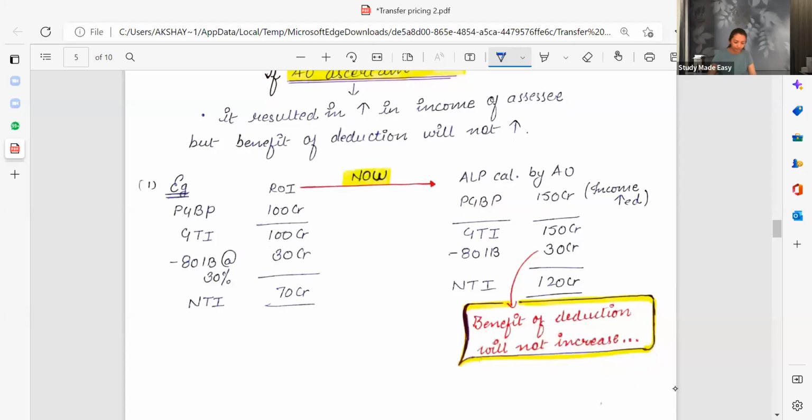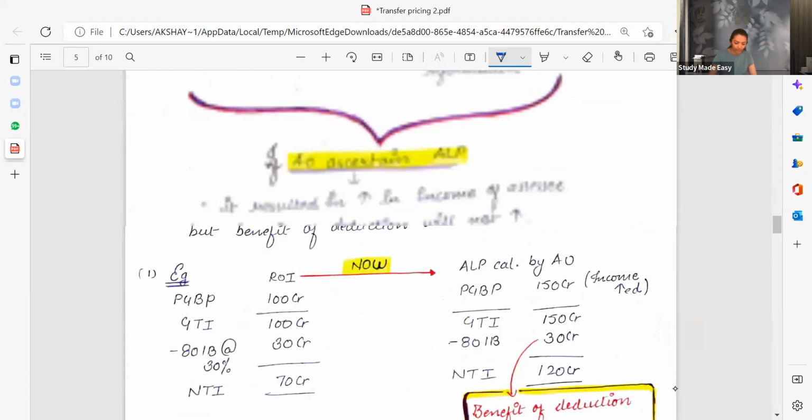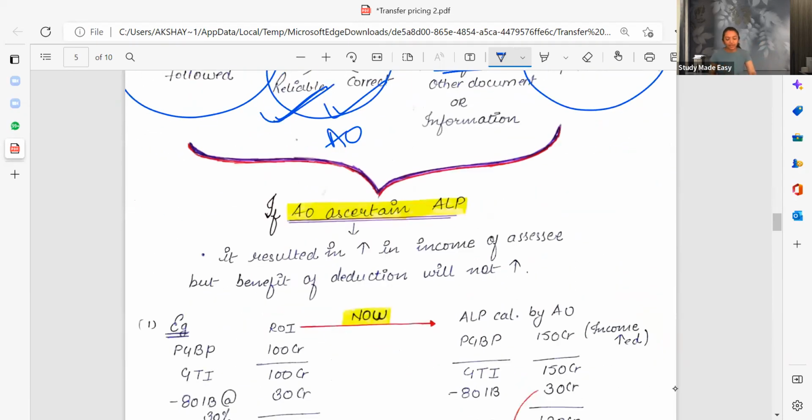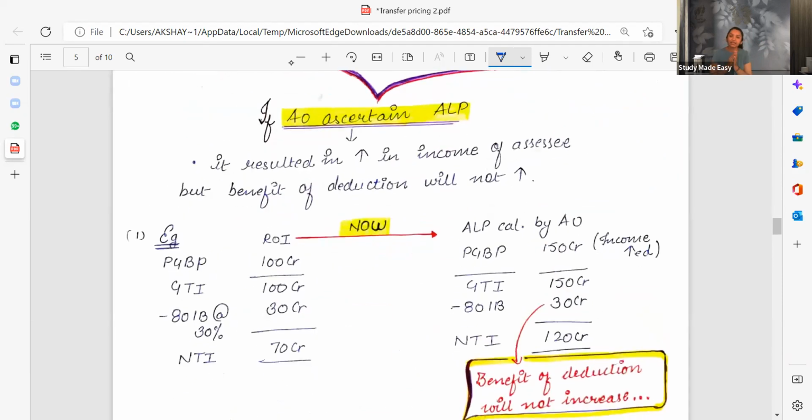Now suppose my case has gone to the AO. It is very logical, very simple. Now my case has gone to the AO, done. The AO calculated the arm's length price and increased your income. Is it concealed income? Obviously not. You have submitted self-assessment. Now the AO has found out that your income should not be 100 crore, it should be 125 crore. So that means the AO has identified your concealed income. Did you understand that the AO identified concealed income?